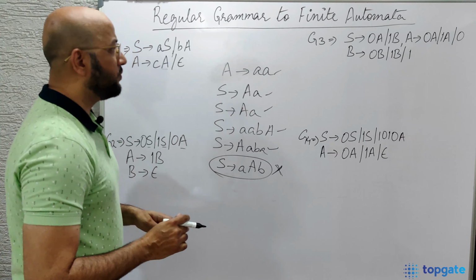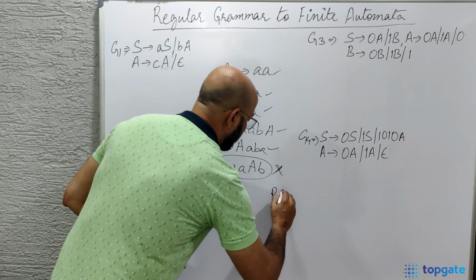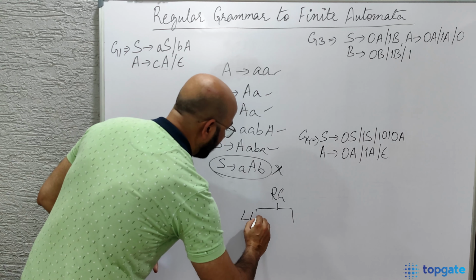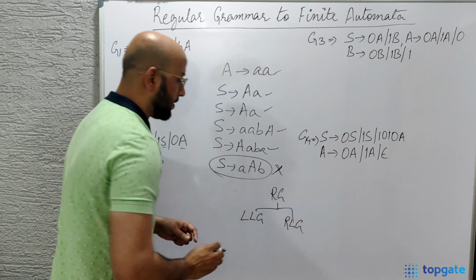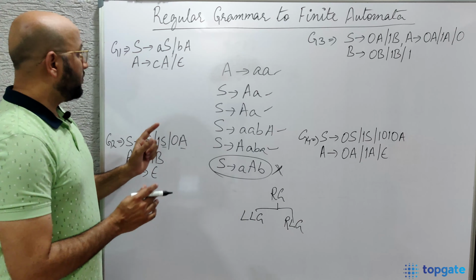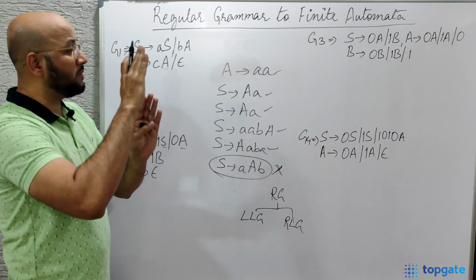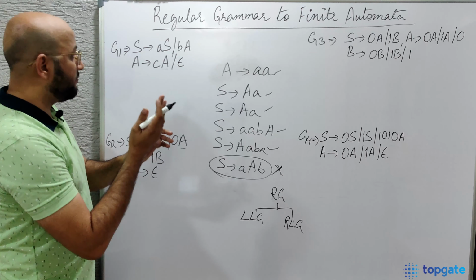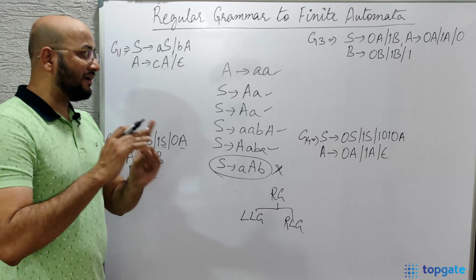Also, we have seen that a regular grammar is of two kinds. One is called a left linear grammar, and one is called a right linear grammar. What is left and what is right? If on the right hand side the variable is appearing in the extreme right position, that will be called a right linear grammar. If the variable is appearing in the extreme left position, that will be called a left linear grammar.